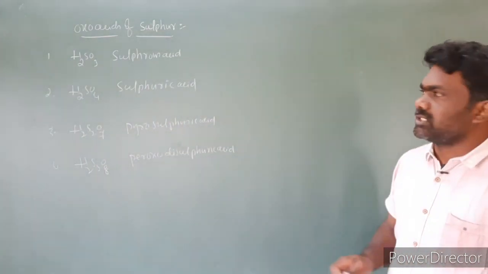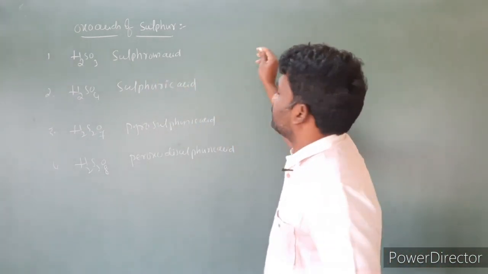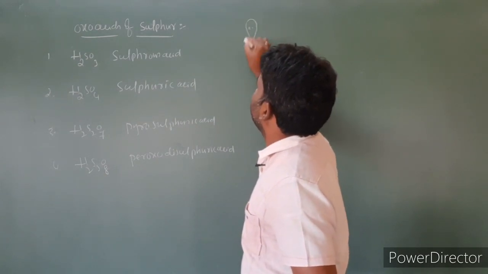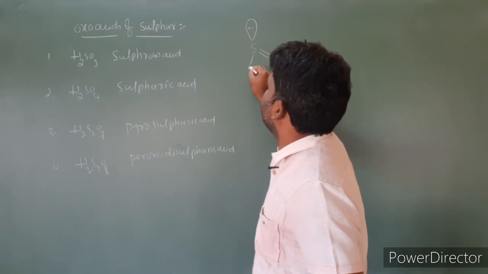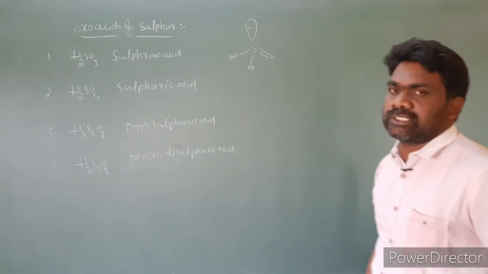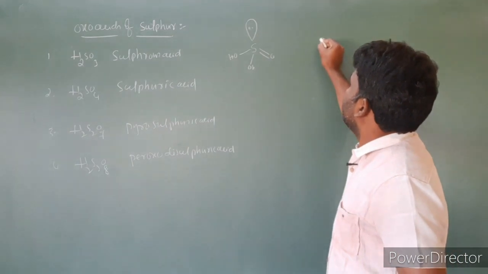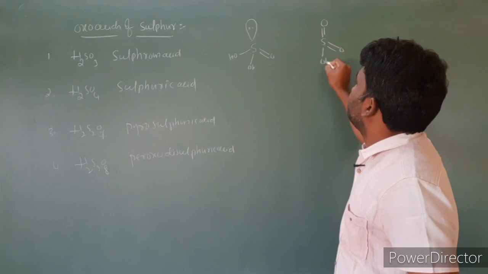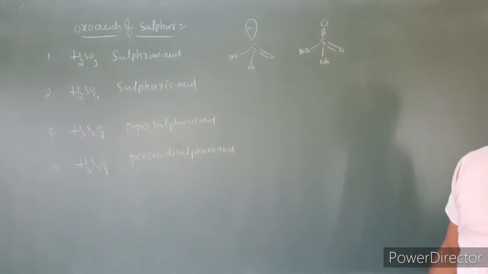Now let's draw the structures of these compounds. First I am taking H2SO3. Sulfur has one lone pair, a double bond, OH and OH. So this is the structure of H2SO3, sulfurous acid. Next, the H2SO4 structure. S double bond O, OH, and this is another OH. So this is the structure of H2SO4.